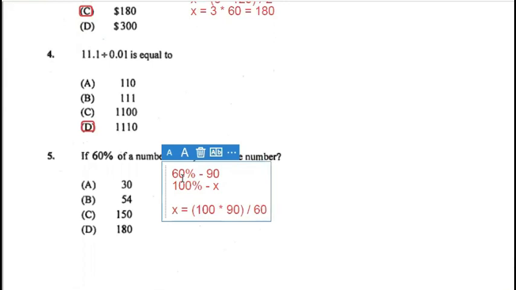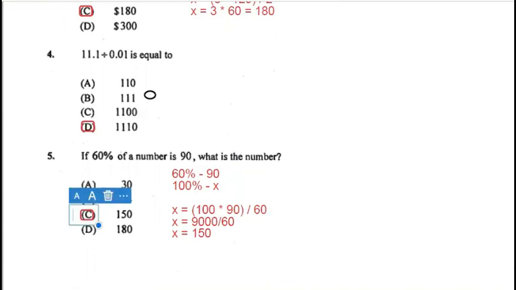Guys, remember to practice these workings, as you will not have any calculator in the exam, so you need to learn how to write these as best as possible. So x is equal to 9,000 divided by 60, and x is equal to 150. So our answer for 5 is C.